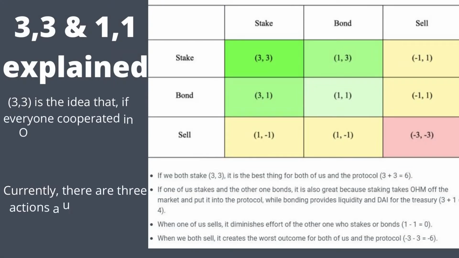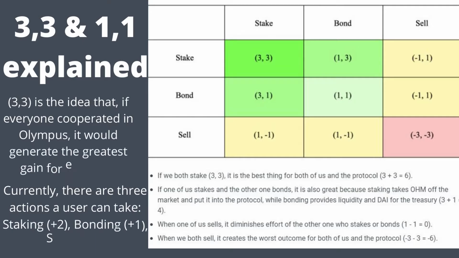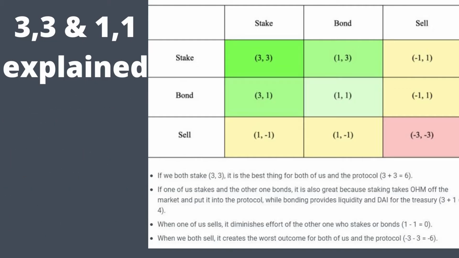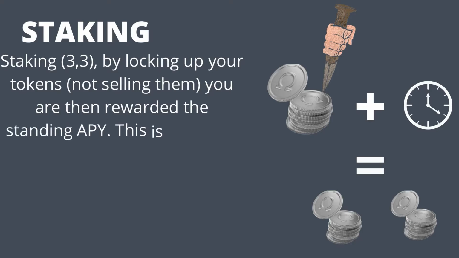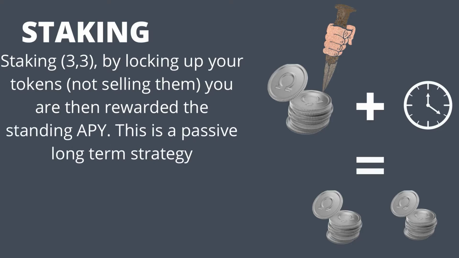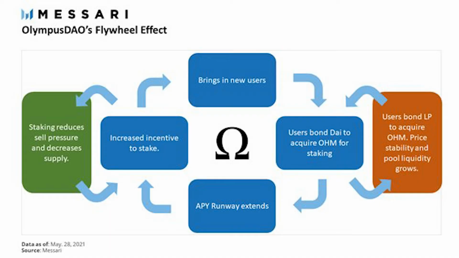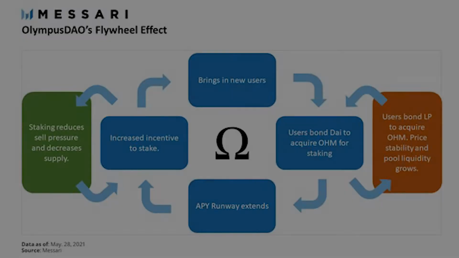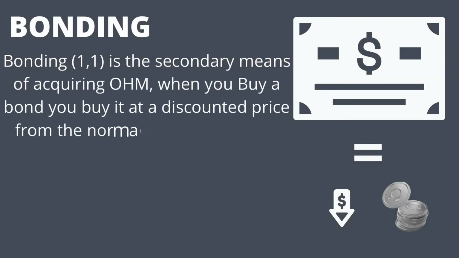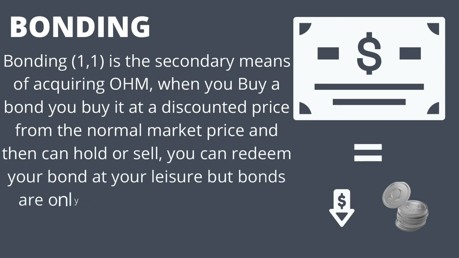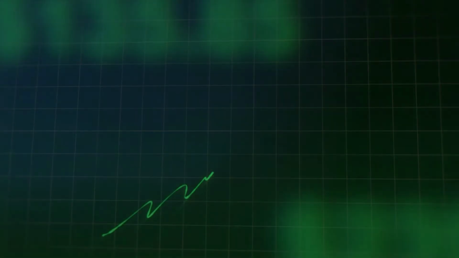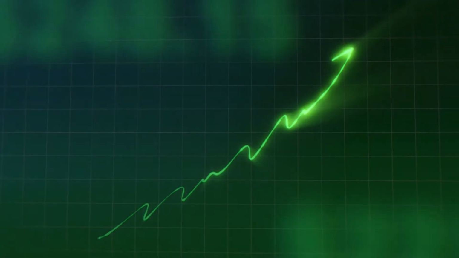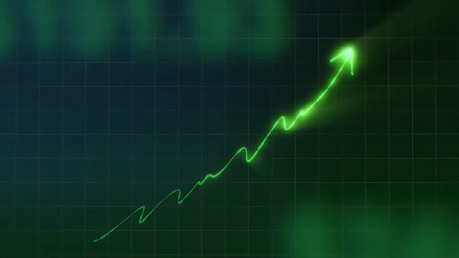So what is the difference between staking and bonding? There are different ways to acquire Olympus rewards. You can stake or create a bond. Staking is when you lock up your Olympus tokens, essentially saying you're not going to sell them, and you are then rewarded the standing APY. This is a passive, long-term strategy. Bonding is the second means of acquiring Olympus. When you buy a bond, you buy it at a discounted price from the normal market price, and then you can hold or sell. You can redeem your bond at your leisure, but bonds are only fully redeemable every 5 days.